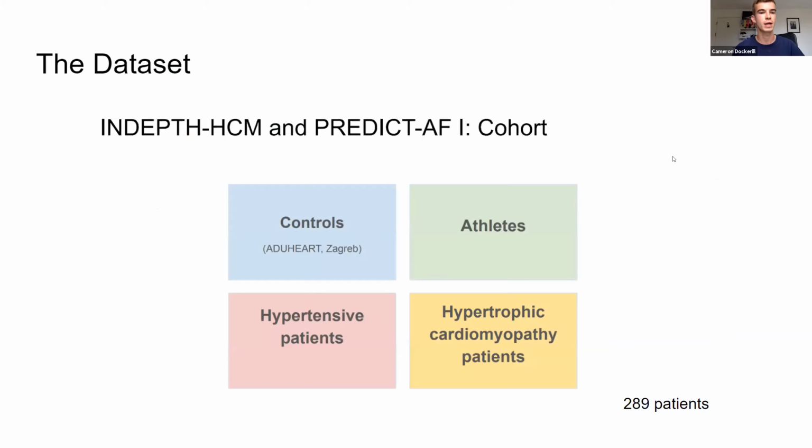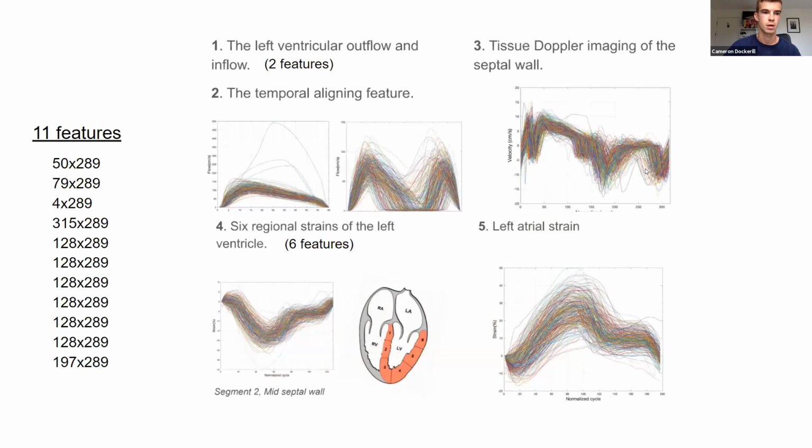The data set that we were working with consisted of 4 main groups. So there were 2 control groups, 1 group of athletes, and then 2 patients, giving us a total population of 289. And within this data set, we had 11 different features, consisting of left ventricular outflow and inflow, and various different Doppler and strain measurements from echocardiography.